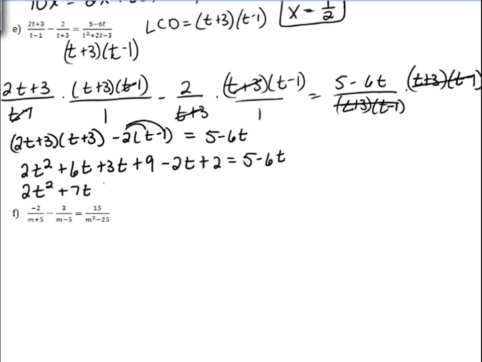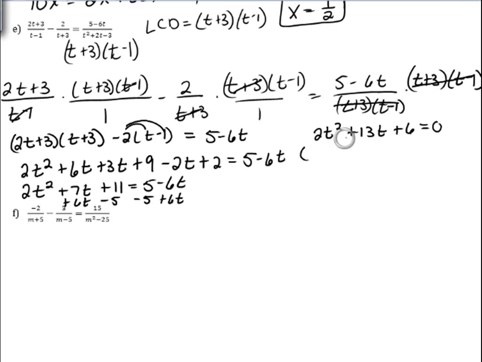And we have 9 and 2, which is 11. And that's equal to 5 minus 6t. Since this is a quadratic, which means that we have this t squared term here, when you're solving quadratics, you always want 0 on one side of your equation. So we're going to subtract the 5 and add the 6t to both sides. That will give us 2t squared plus 13t plus 6, and it's equal to 0.